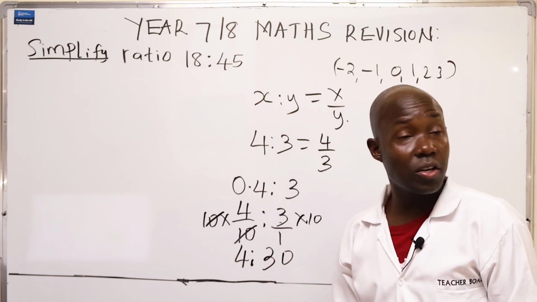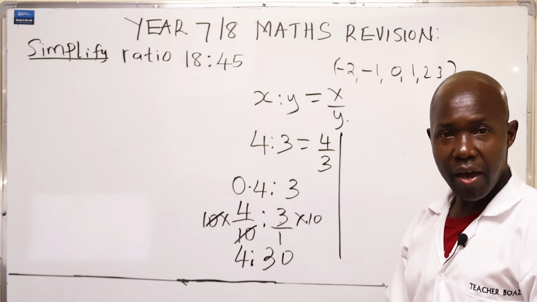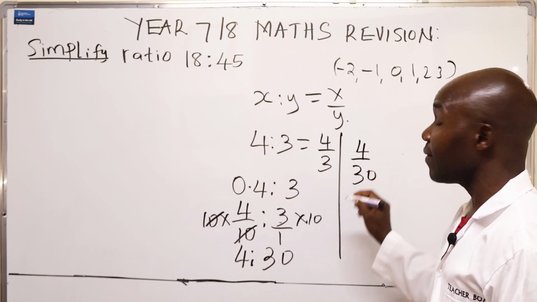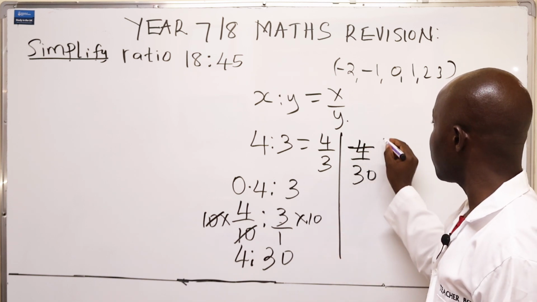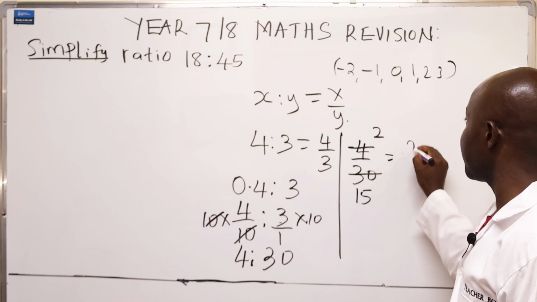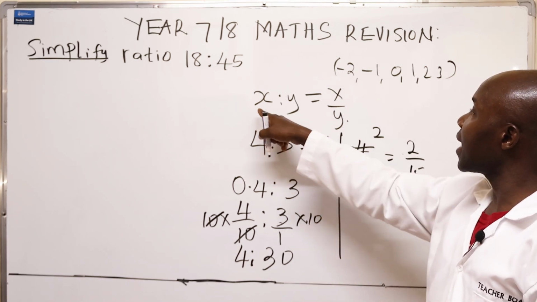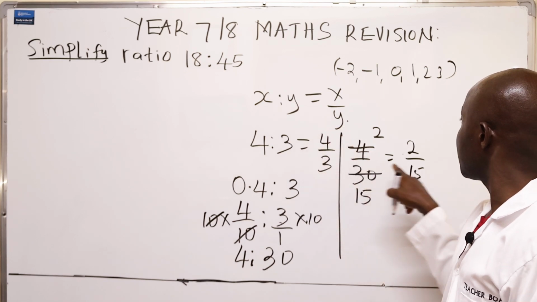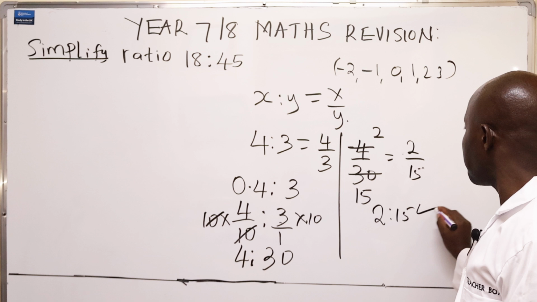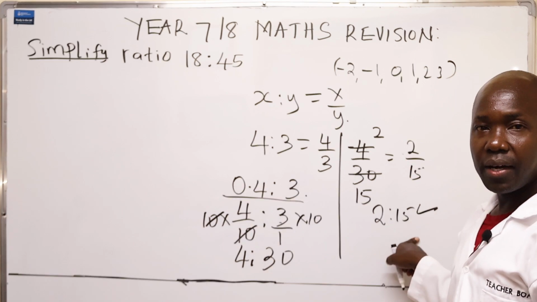And when we talk about simplifying, simplifying means the easier way to do it. 4 ratio 30, you can put 4 out of 30, then you simplify. 2 goes into 4 twice, 2 goes into 30, 15 times, which can be written as 2 over 15. And I had already said earlier that a ratio is simply a fraction. So 2 over 15, we write it as 2 ratio 15. So the simplified form of 0.4 ratio 3 is 2 ratio 15.